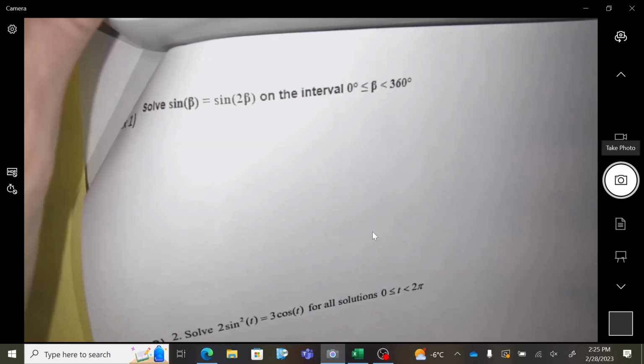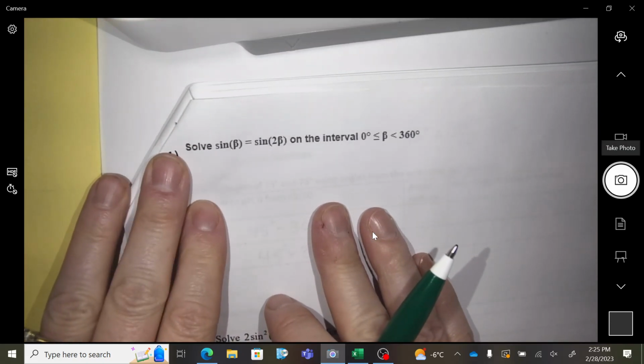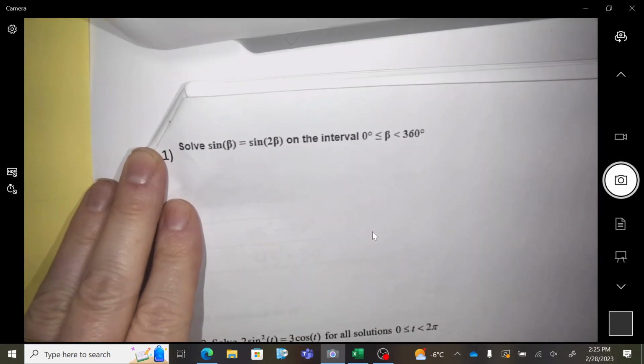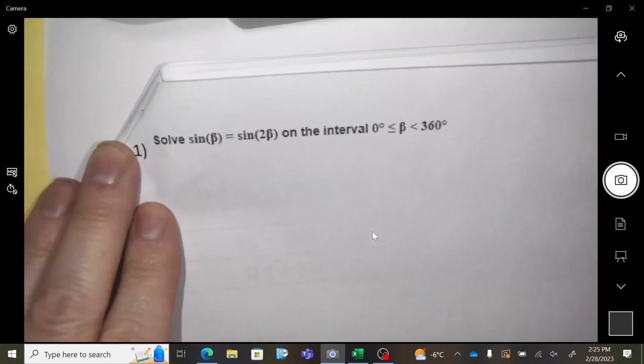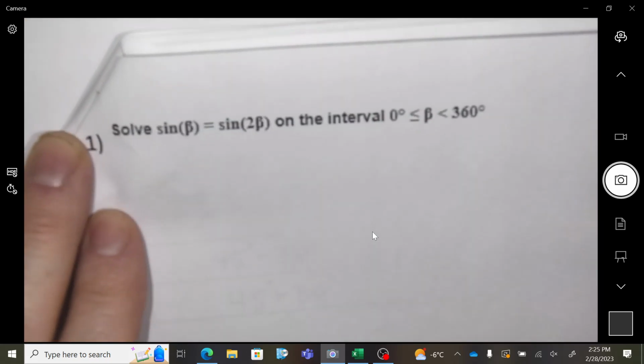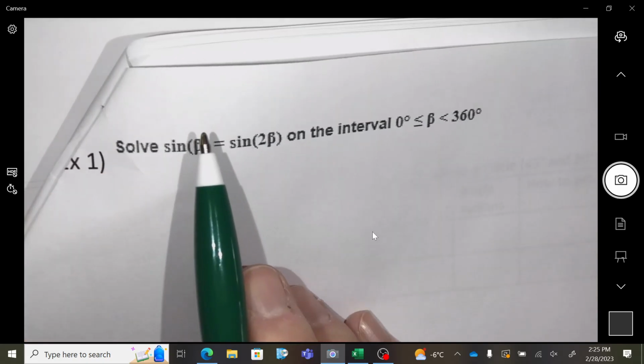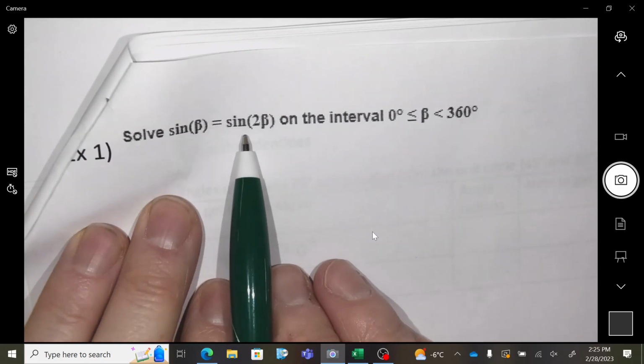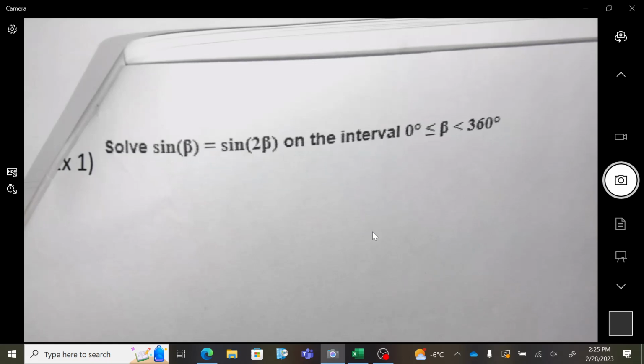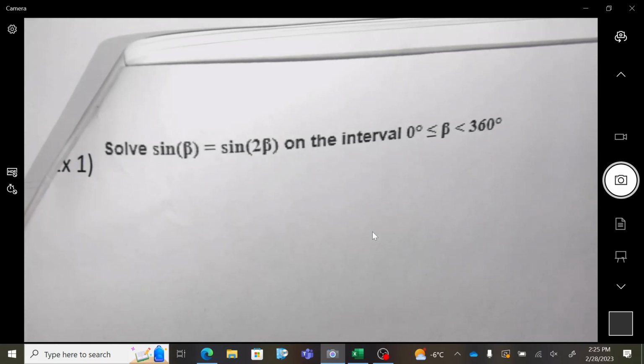Okay, so sine b equals sine of 2b. I cannot solve this. I need to make a replacement. Is there a replacement for the sine of b on your formula sheet? Is there a replacement for sine of 2b on your formula sheet? Which one has a replacement from the formula sheet?